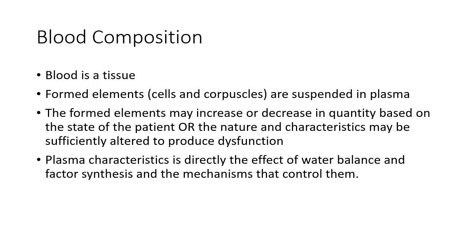Plasma characteristics, on the other hand, are directly the effect of water balance and synthesis of factors and the mechanisms that control them. For example, let us go back to the basic concept of hematocrit. Hematocrit is the amount or volume of blood percentage occupied by red blood cells. So, for example, the normal hematocrit is 35 to 45%, meaning if you have 100 ml of blood, 45 ml of that would be occupied by the red blood cells.